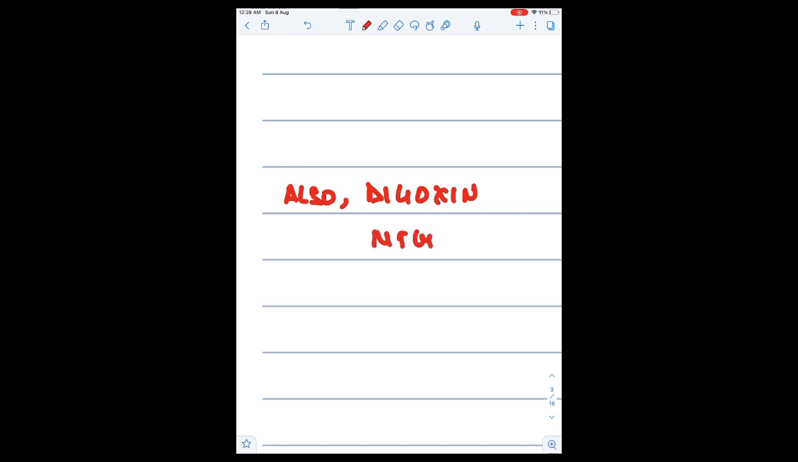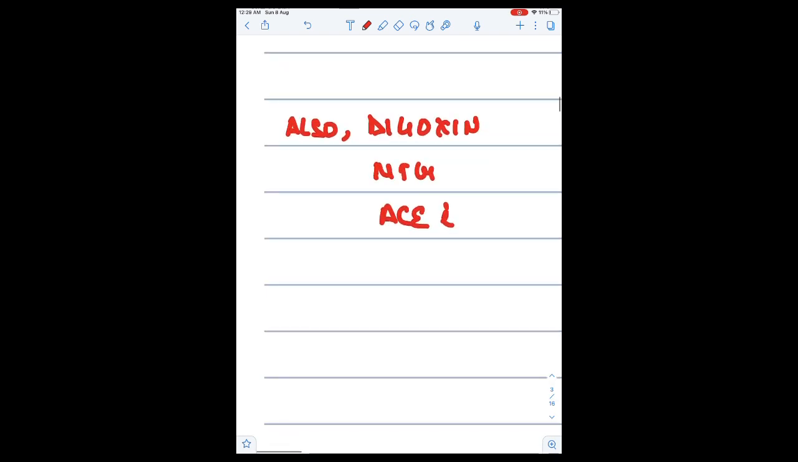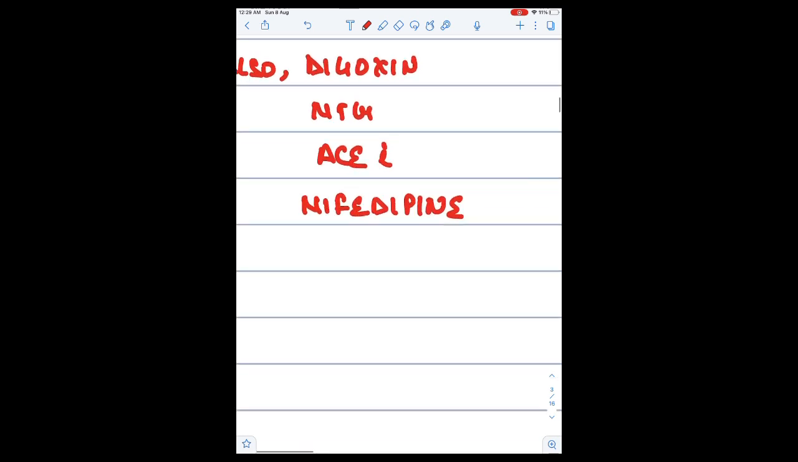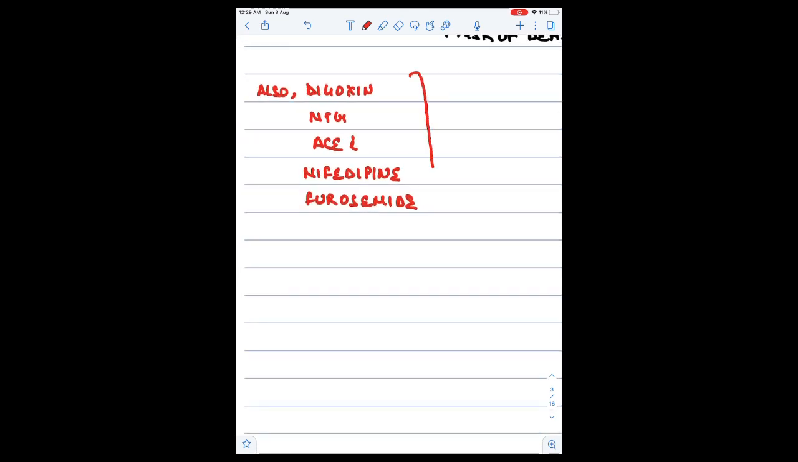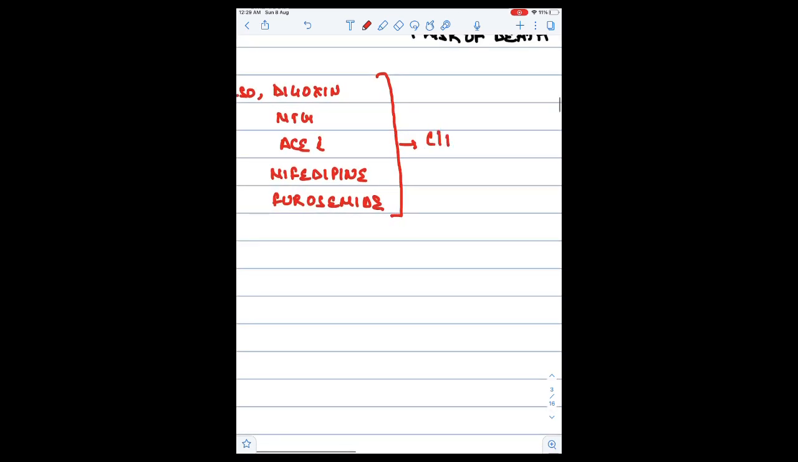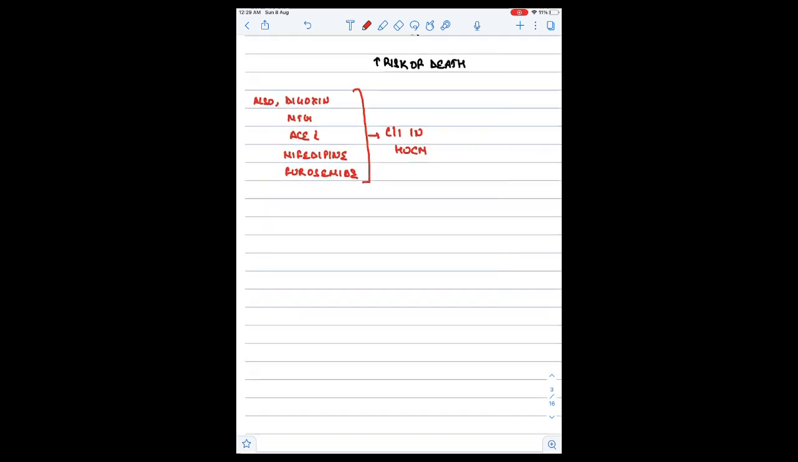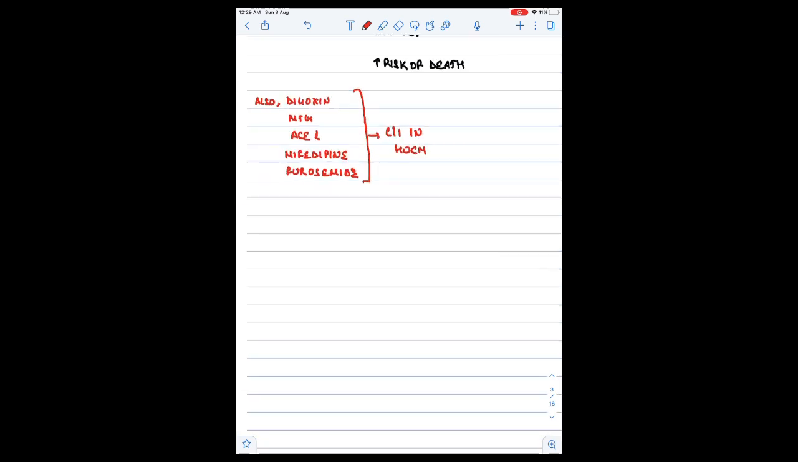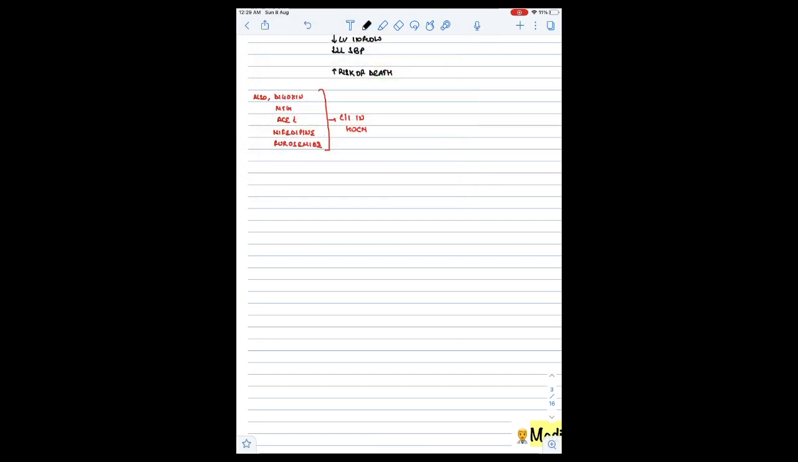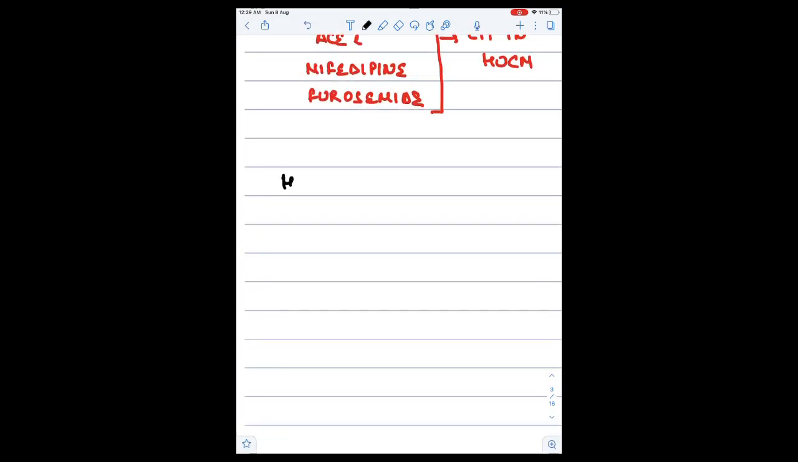Along with the diuretics, digoxin, nitroglycerin, ACE inhibitors, nifedipine, and furosemide, as already discussed. These 5 drugs are contraindicated in HCM. So, I will be giving him beta blockers such as propranolol or verapamil, and I will tell him to get a Holter monitoring done.